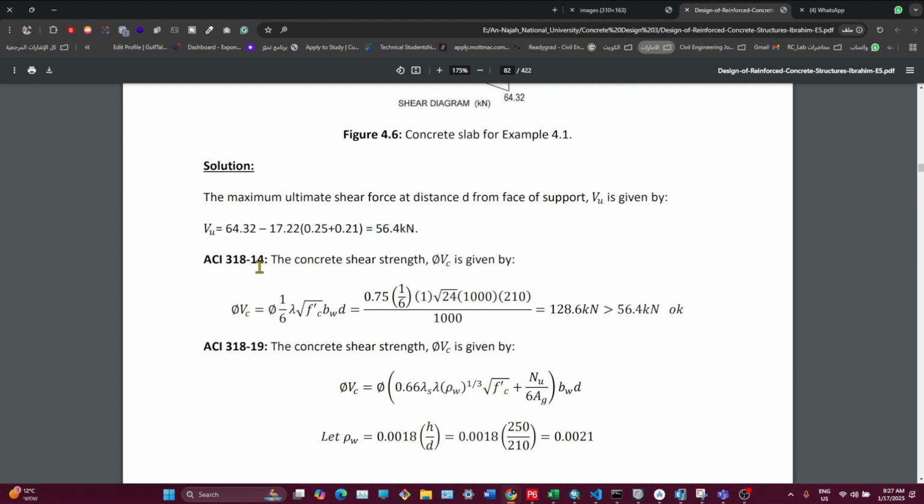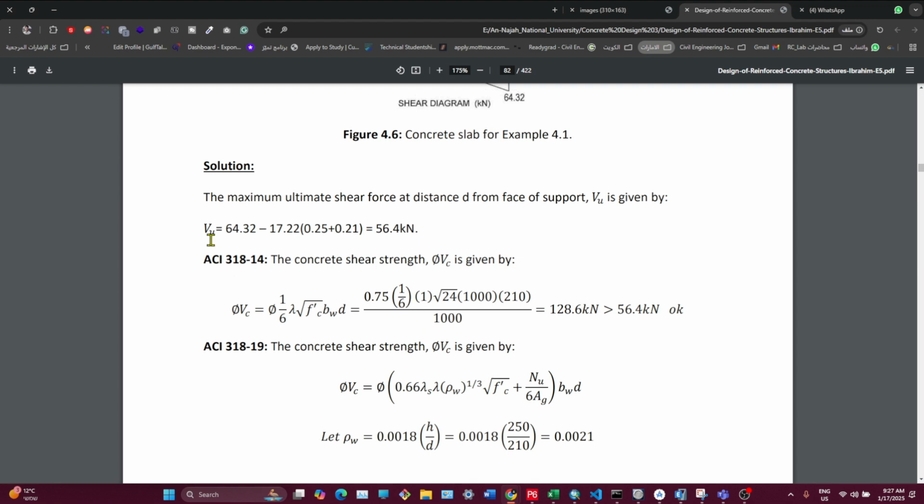Okay, so now we can compute the phi Vc. And again, Muhammad, just let me know if you understand what the term phi Vc is exactly for. Is it like the concrete shear strength? Yeah. Is it the maximum, or is it the design Vc?